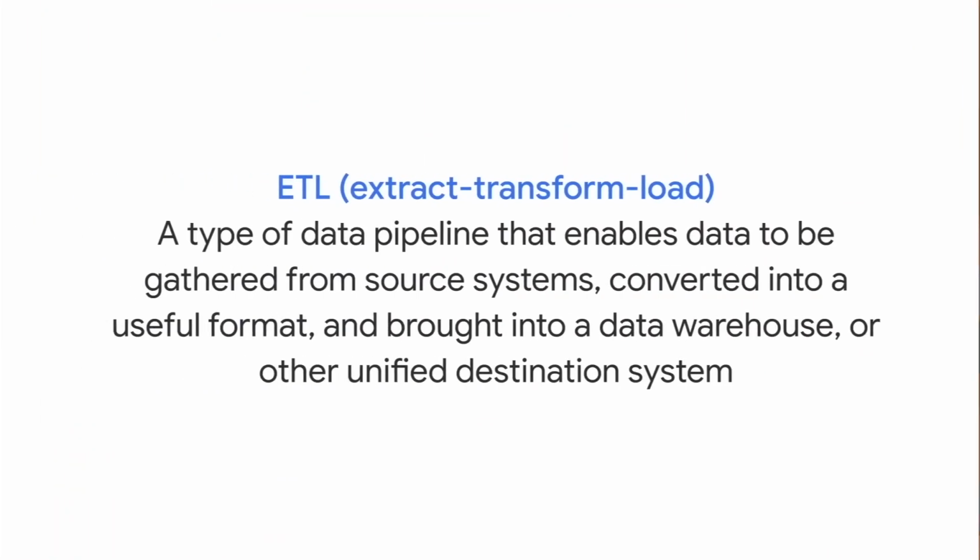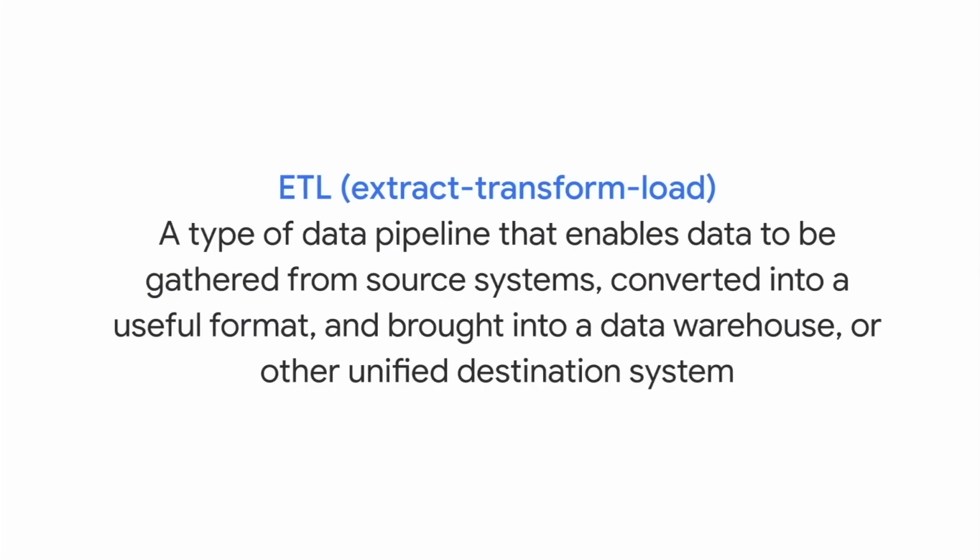Now that you know what E, T, and L stand for, it's time to dive into how ETL and ELT pipelines work. ETL, or extract, transform, and load, is a type of data pipeline that enables data to be gathered from source systems, converted into a useful format, and brought into a data warehouse or other unified destination system.